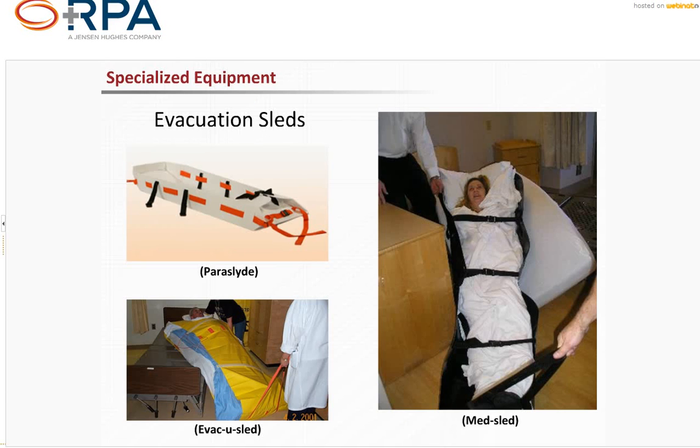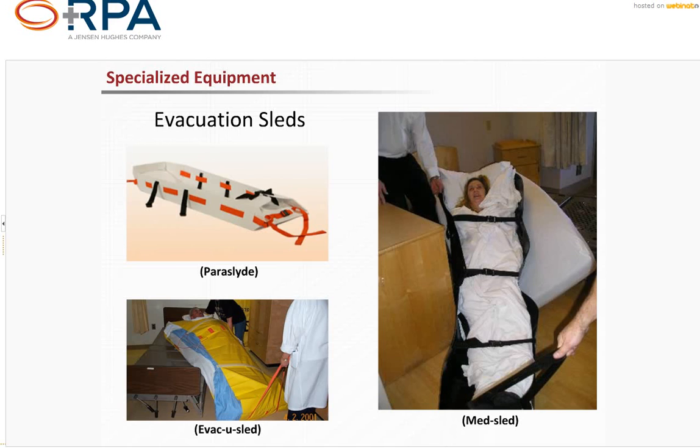The other means that are out there, we have different things like evacuation sleds. There's the paraslide, there's the evacuation sled or evacu sled, and the med sled. All of them have little different pros and cons to them. The paraslide is more of a plastic corrugated cardboard kind of sled. It doesn't hold up as well from experiences that I've had. We've got med sleds, that it's a plastic sled.